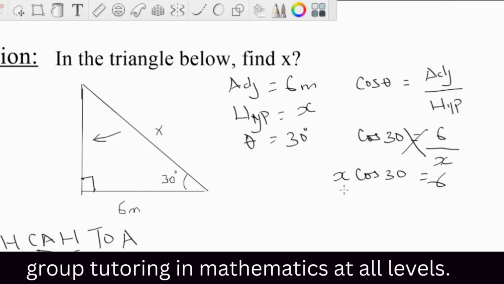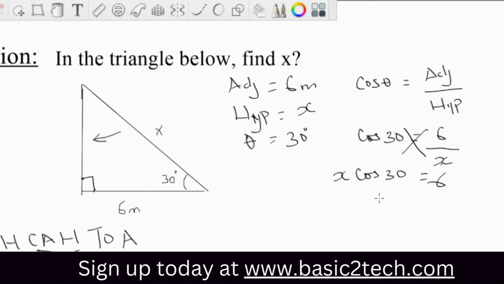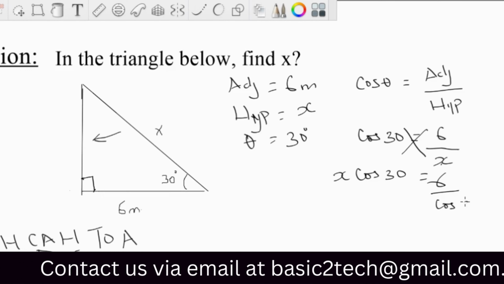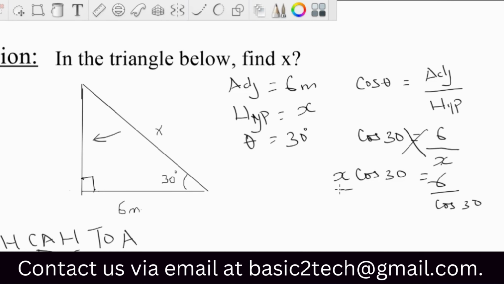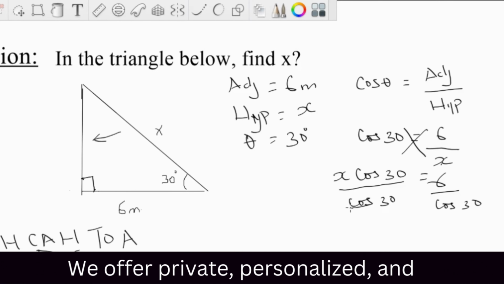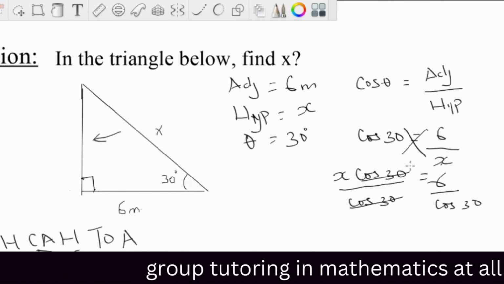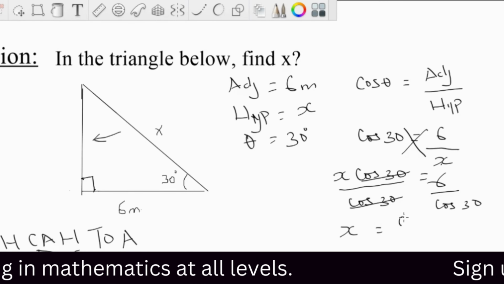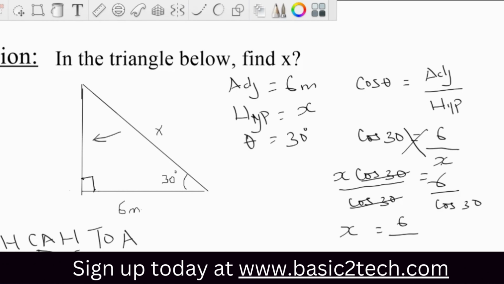Next, to get my x, I will divide both sides by cos 30. So I will divide 6 by cos 30, and I will divide my left hand side by cos 30. So cos 30 cancels cos 30, and we have x equal to 6 over cos 30.